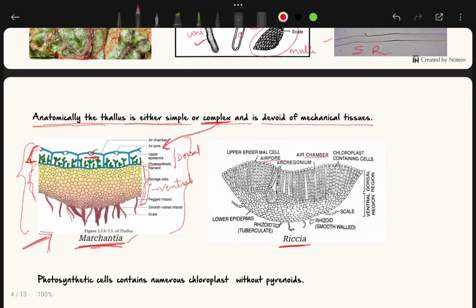The next point is pyrenoids. Photosynthetic cells will contain numerous chloroplasts. So the photosynthetic cells that you can see here, these green ones, along with the chloroplast containing cells here, they will contain numerous chloroplasts, but pyrenoids will be absent.